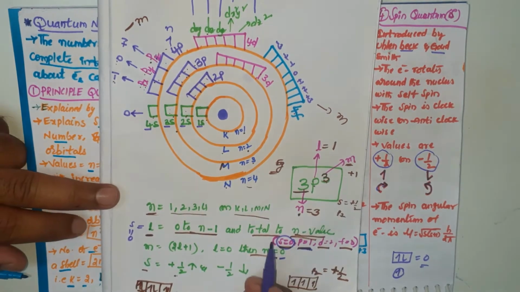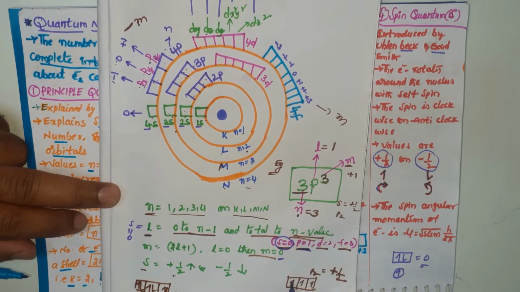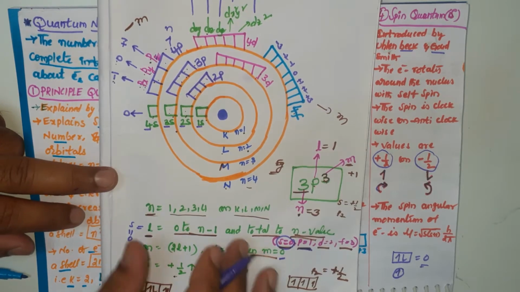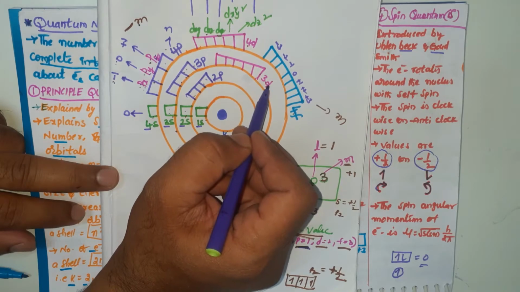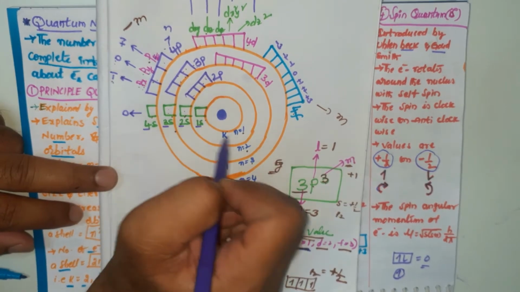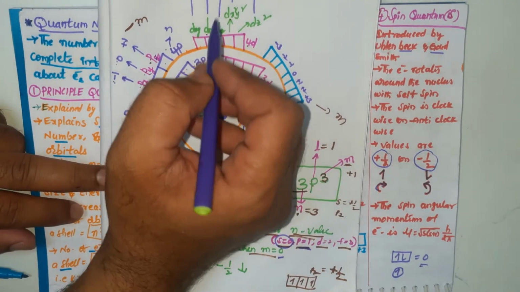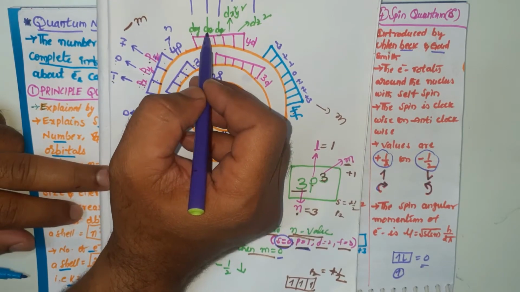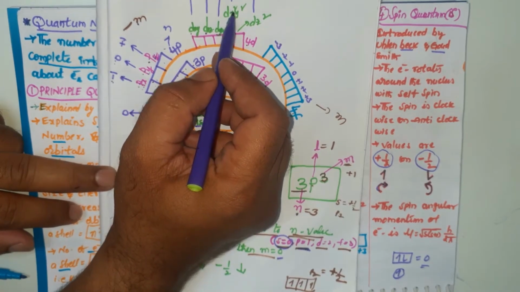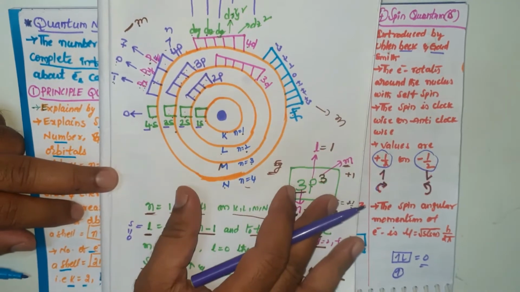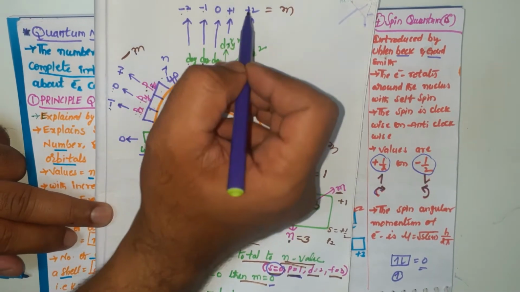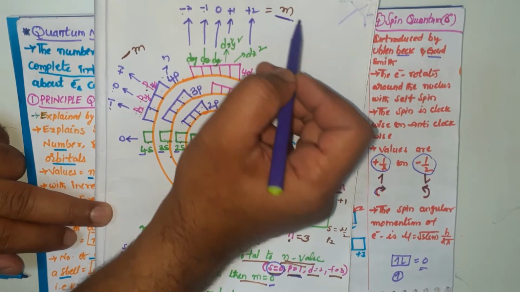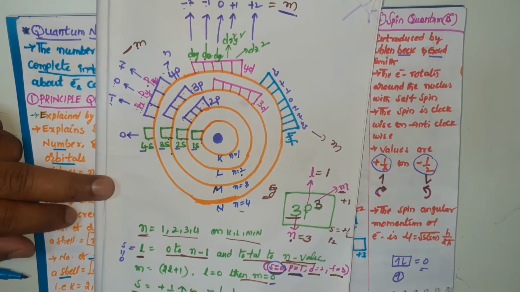How do we show the spin? If the arrow is upside, plus half; if lower side, minus half, for every electron. Next, in the third shell, what enters? 3d. The d orbital enters in the third shell. The 3d has dxy, dxz, dyz, dx square minus y square, dz square. These magnetic values are 0, minus 1, minus 2, plus 1, plus 2. This is the magnetic quantum number.